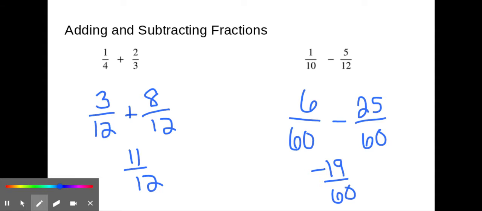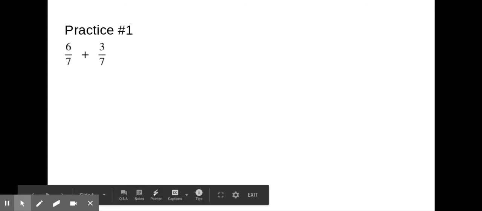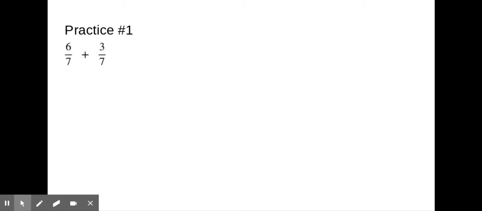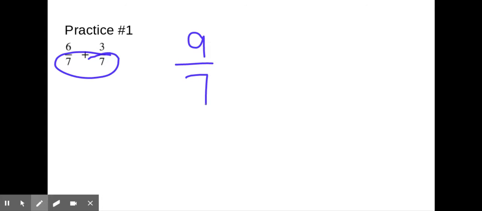You should have gotten common denominators of 12 for the first set, and when you added them together, 11 over 12. Common denominators of 60 for the second set, and when you subtracted them, negative 19 over 60. For this one, 6/7 plus 3/7. Go ahead and find your common denominator and add them together. You should have seen that you already had a common denominator, so all you had to do was 6 plus 3, which is 9 over 7. And I'm going to leave this as an improper fraction.